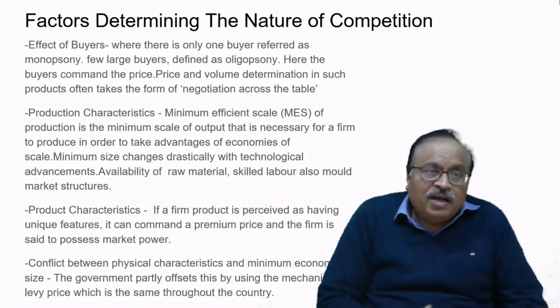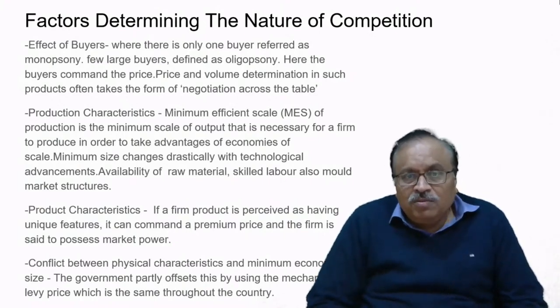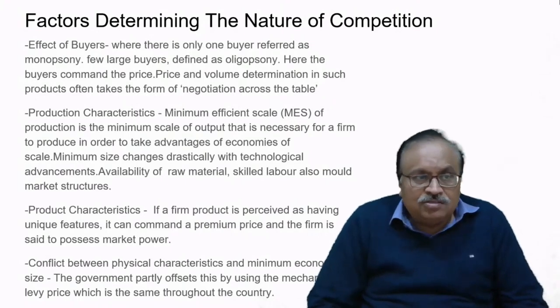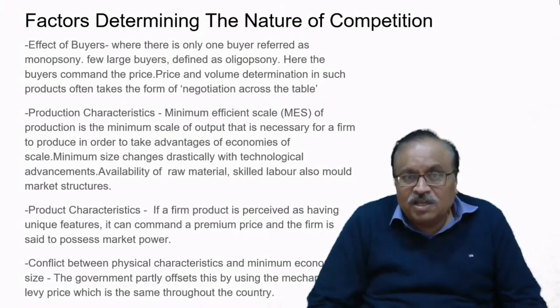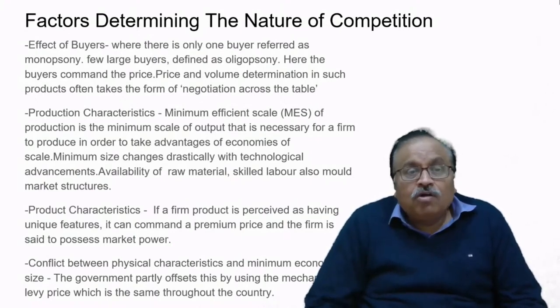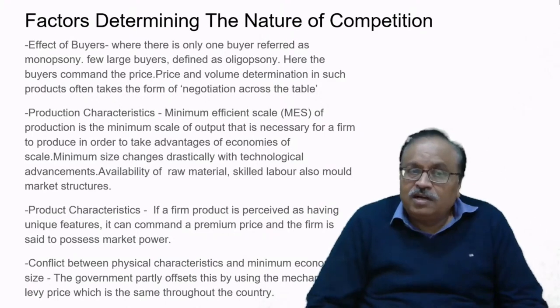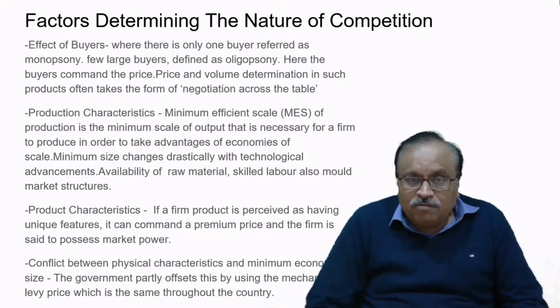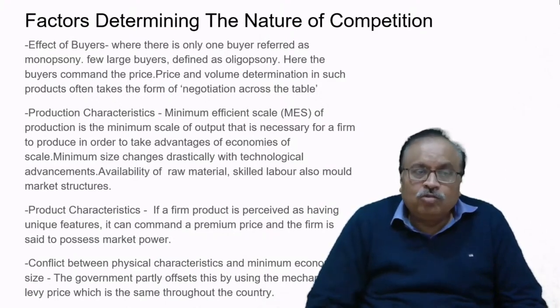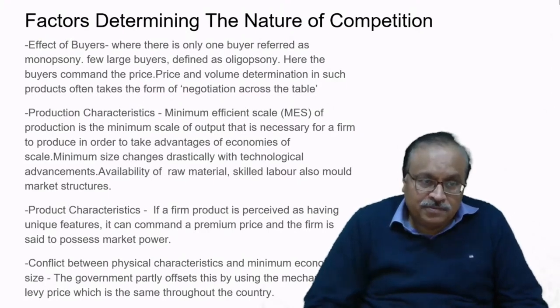Then we have production characteristics. The minimum efficient scale, MES, of production is the minimum scale of output that a firm needs to produce in order to take advantage of economies of scale. Minimum size changes drastically with technological advancements. Availability of raw material and skilled labor also mold market structures.